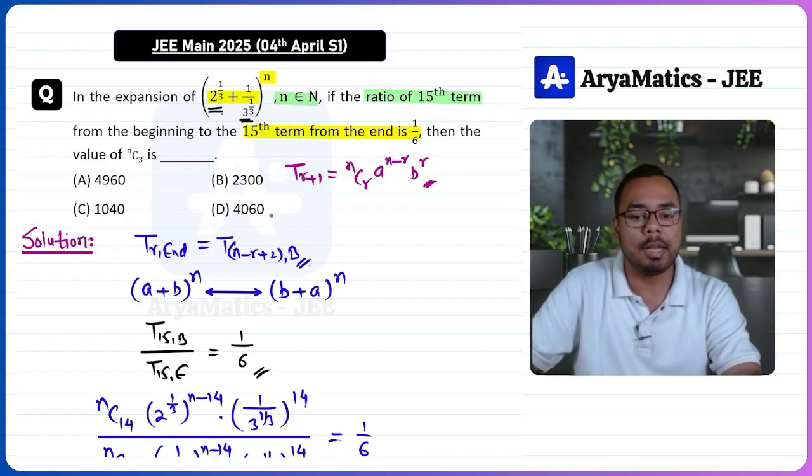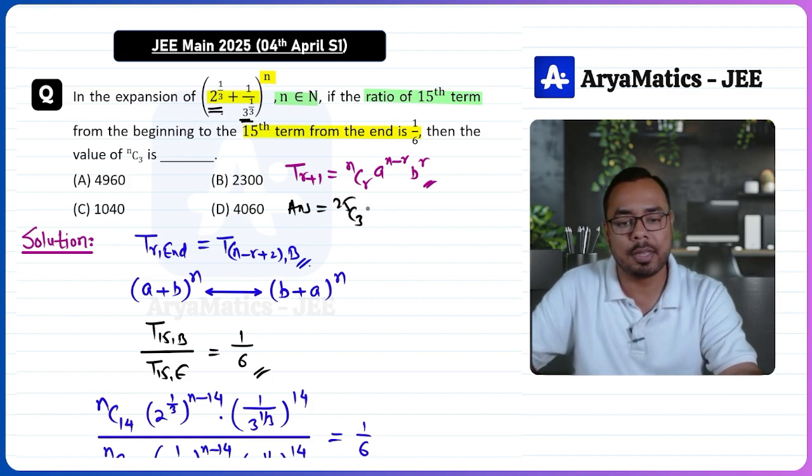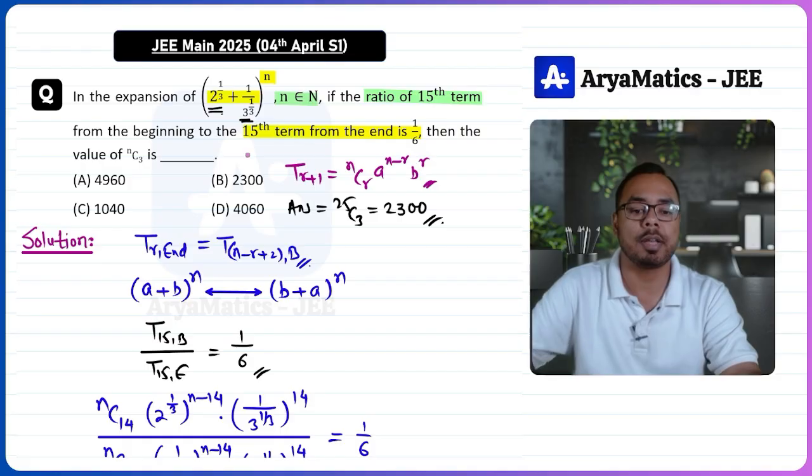Now we needed nC3. So nC3 will be nothing but 25C3, and anyone can calculate 25C3. After calculation, you will find that this value is 2300. So therefore, the correct answer for this problem will be the second option.